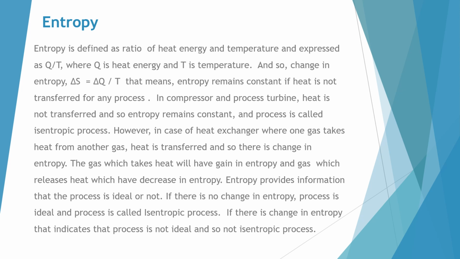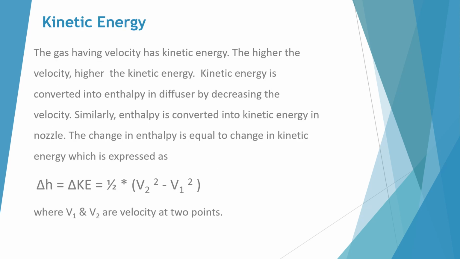However, in case of heat exchanger, where one gas takes heat from another gas, heat is transferred and so there is a change in entropy. The gas which takes heat will gain in entropy and gas which releases heat will have decrease in entropy. Entropy provides information that the process is ideal or not. If there is no change in entropy, the process is ideal and called the isentropic process. If there is a change in entropy, that indicates the process is not ideal and so not isentropic process.